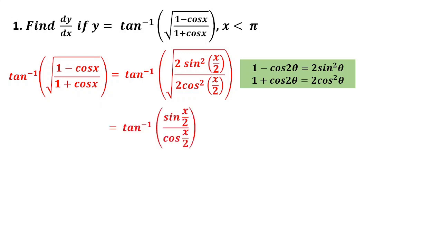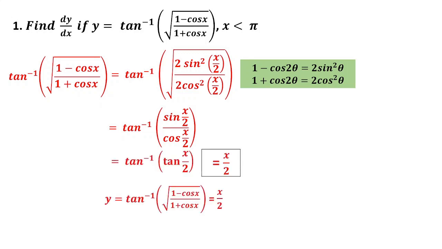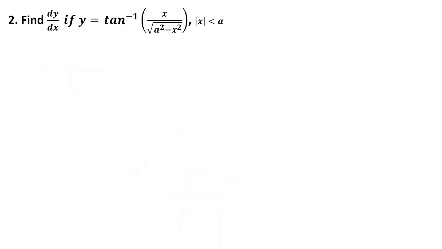It will become sin x by 2 by cos x by 2, because inside the square root, it is tan inverse of tan x by 2. Therefore, the answer is 1 by 2. Very simple. Here we have used the formula of 1 minus cos 2x and 1 plus cos 2x. Fine. Let us go to the next question.